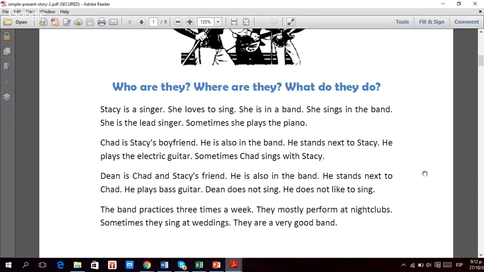Sometimes with you. Dean is short and your friends. You are also in the band. Next to you, Chad, guitar. Sing. You don't like to sing. It is 3 times a week. Perform at nightclubs. Sing at weddings. Good.